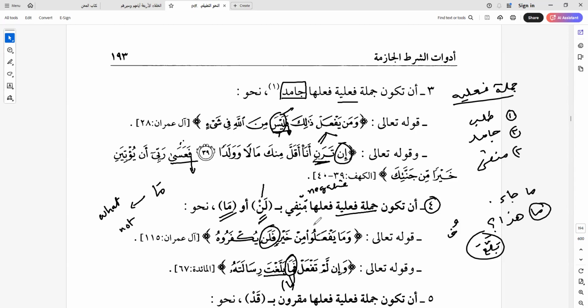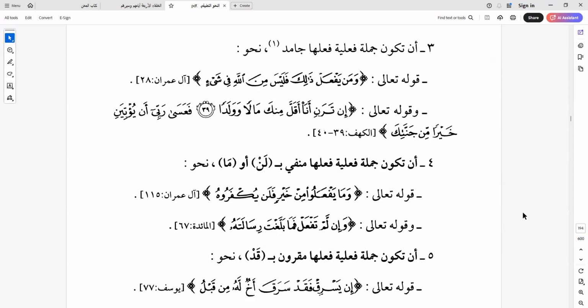So let's look at the fifth element of the rule. أن يكون جملة جواب الشرط فعلية. It must be فعلية again. So فعلية is dominating, right? So number 1, it must be فعلية, but it must start with جامد. And then it must be فعلية منفي. It must be فعلية, but must be طلب.